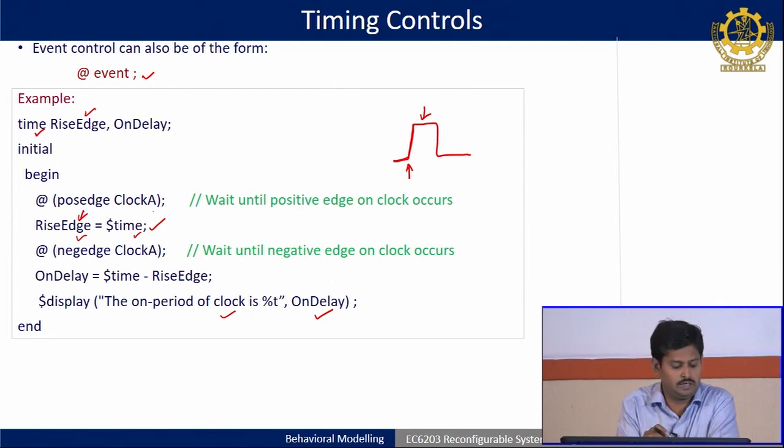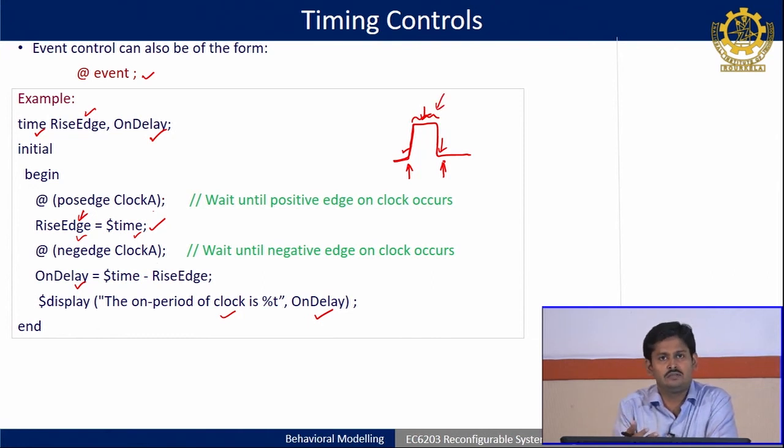Then after that, again they wait till the negedge happens. So, at the rate of negedge of clock A. Once the negedge is happening, what they are doing is finding out the on delay, which is a time value: on delay is equal to $time minus rises. That means the $time here is the simulation time, and from that they are subtracting the initial value. So, they are able to get this on delay period.